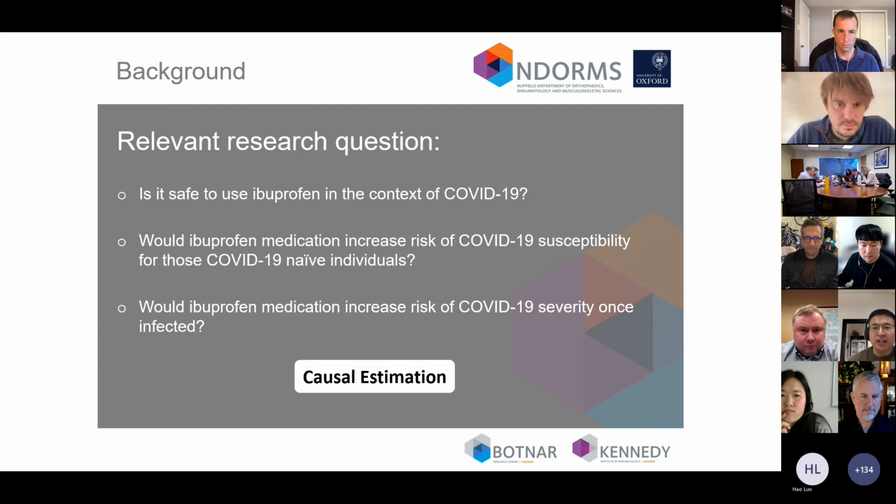So there was an urgent need to address this public health concern about the safety of ibuprofen use in the context of COVID-19. More specifically, when we formulate this into a research question, it is: would ibuprofen medication increase the risk of COVID-19 susceptibility or severity? As far as I know, according to the OHDSI definition of the 3 broad types of research, this one should fall into the typical class of estimation research.